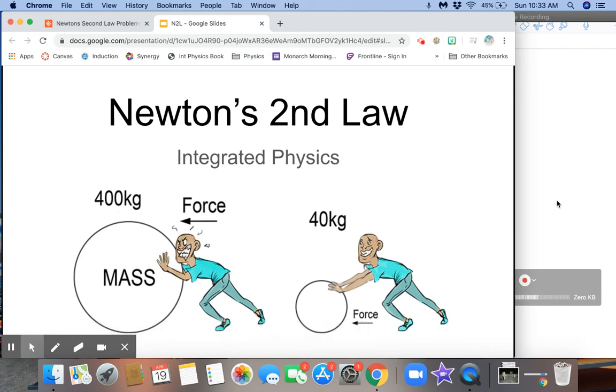Okay, so today we are going to be talking about Newton's second law. This is the big equation that you probably already know, but we are going to be learning how to use it, how to find the net force, how to find the acceleration, and things like that.